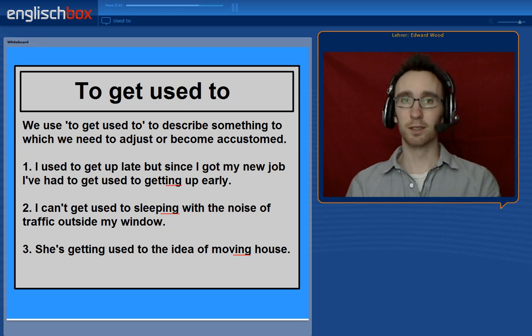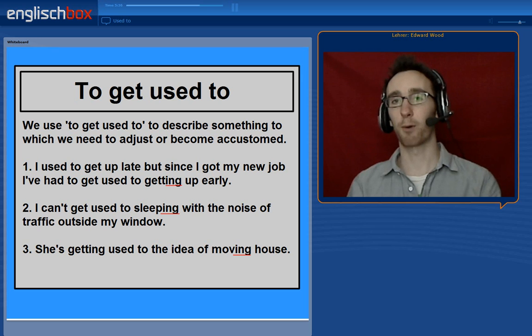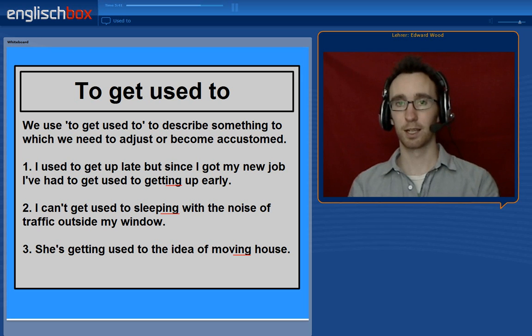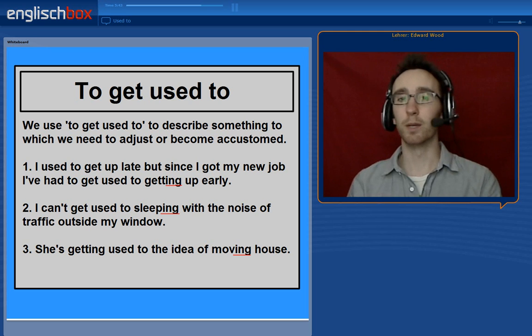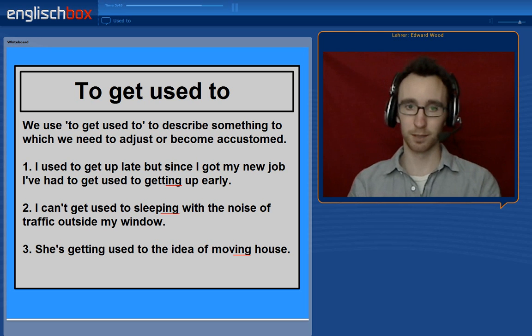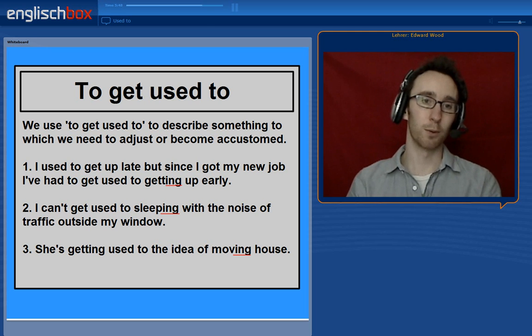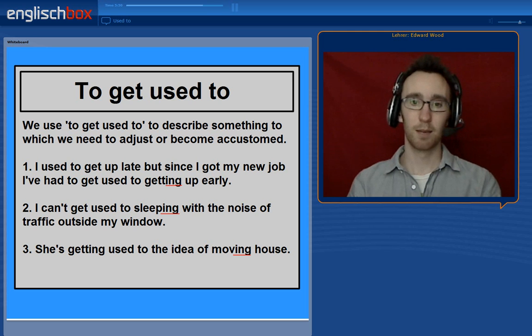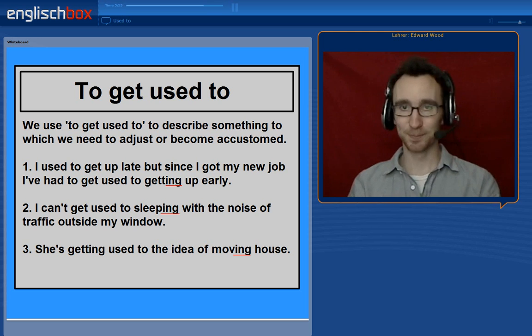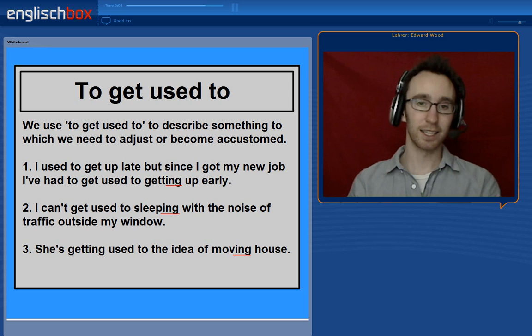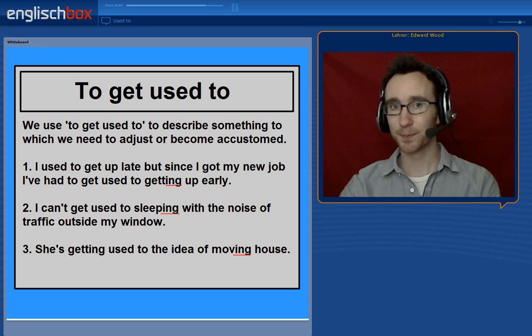Now, similar to be used to, we have to get used to. To get used to is the process of becoming used to or becoming accustomed. So we use it to describe something to which we need to adjust or become accustomed. So we have the examples here. I used to get up late, but since I got my new job, I've had to get used to getting up early. I can't get used to sleeping with the noise of traffic outside my window, and she's getting used to the idea of moving house.